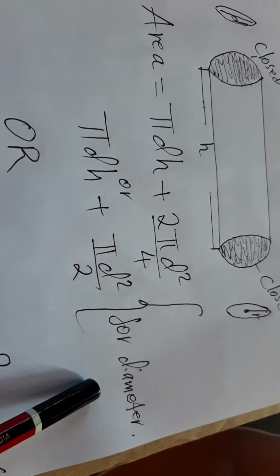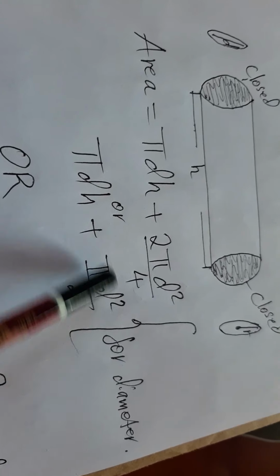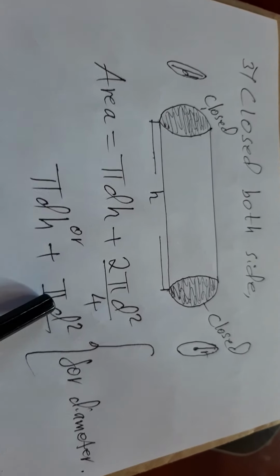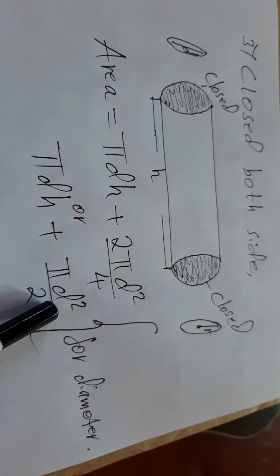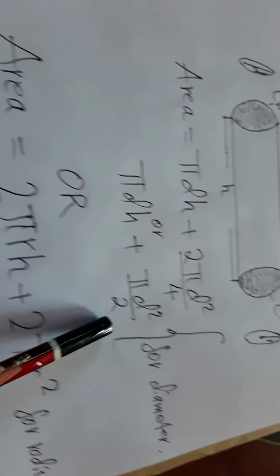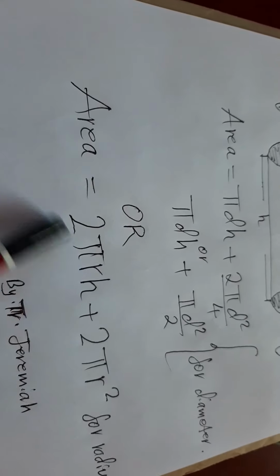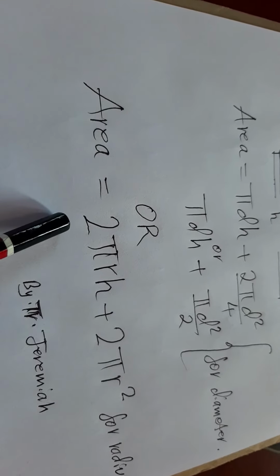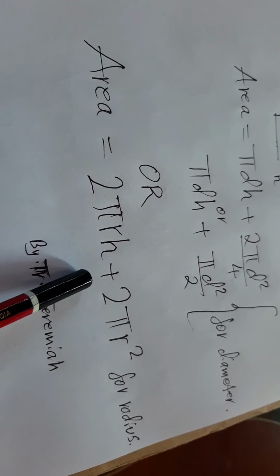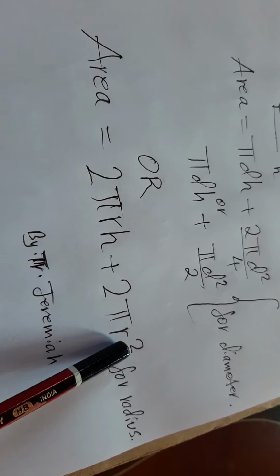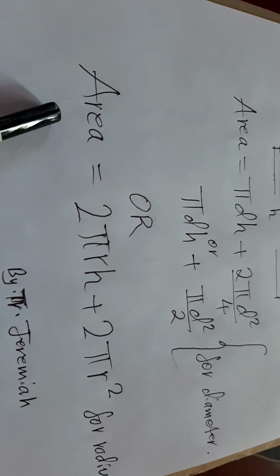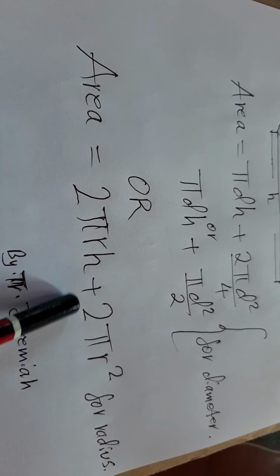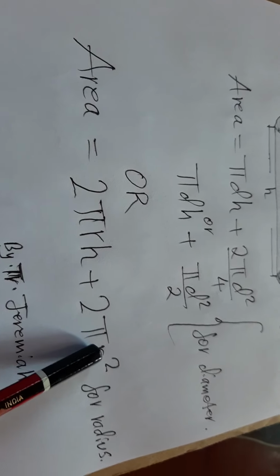So all of these are the formulas for finding the area of the cylinder which is closed on both sides for the case of diameter. And also for the case of radius, you can say area is equal to 2 pi r h plus 2 pi r square. I repeat: area is equal to 2 pi r h plus 2 pi r square for radius.